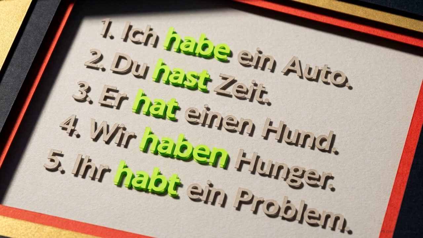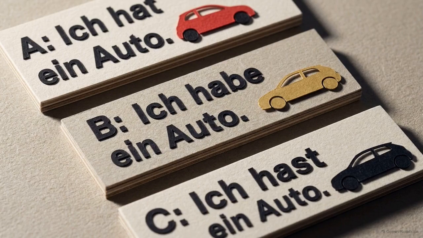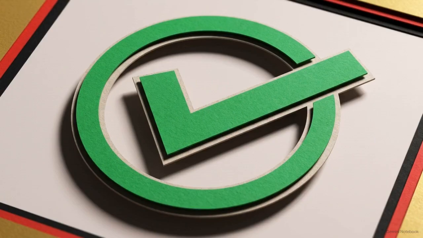Here is one final check. Look at these 3 sentences. Only one is correct. A, ich hat ein Auto. B, ich habe ein Auto. C, ich hast ein Auto. The answer is option B. Identifying these conjugations quickly shows that you have successfully learned the patterns we've covered today.